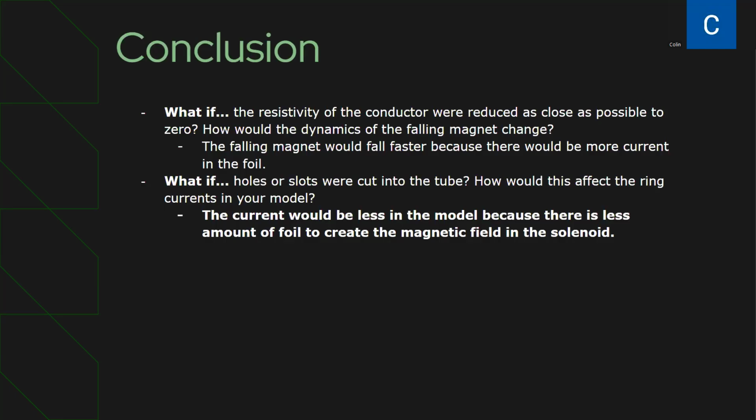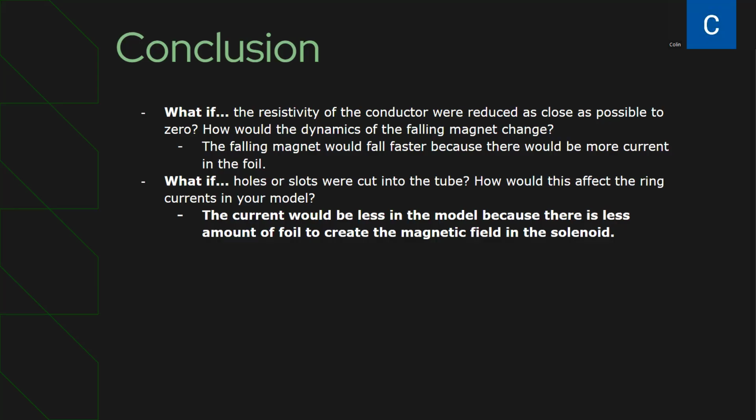Conclusion. What if the resistivity of the conductor were reduced as close as possible to zero? How would the dynamics of the falling magnet change? The falling magnet would fall faster because there would be more current in the foil.